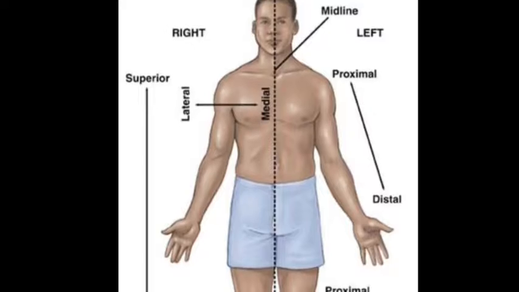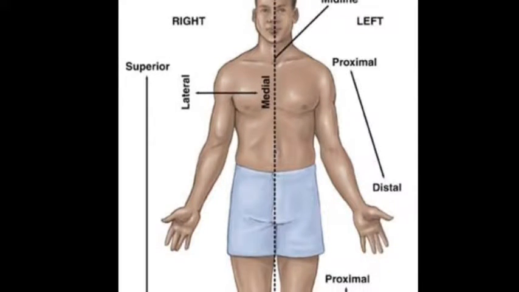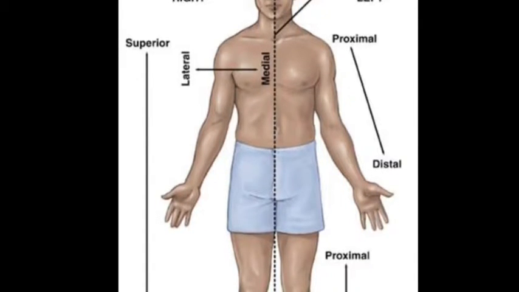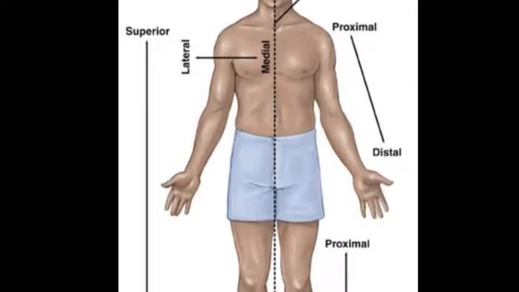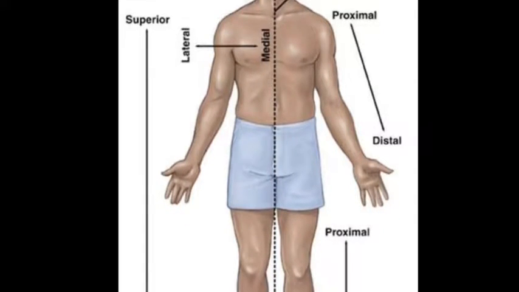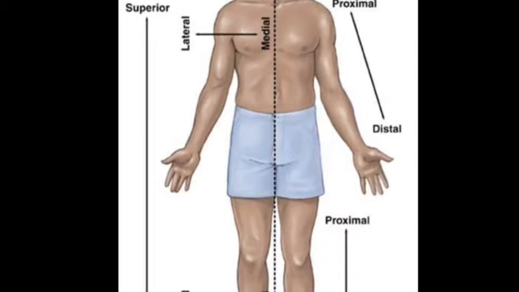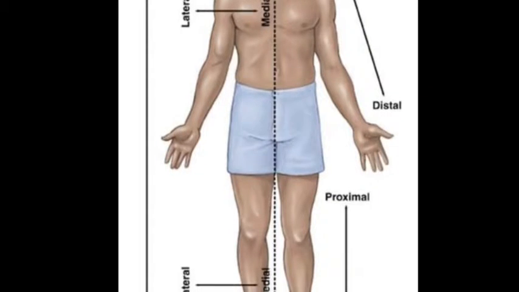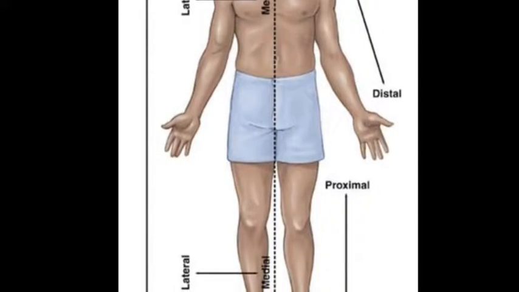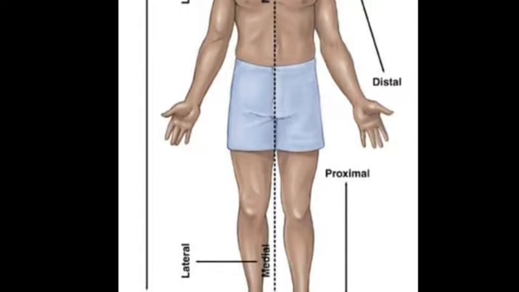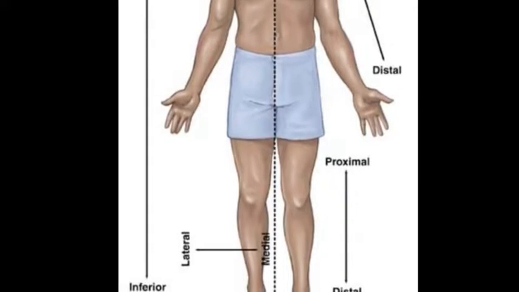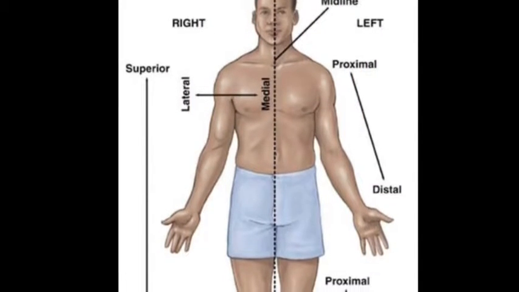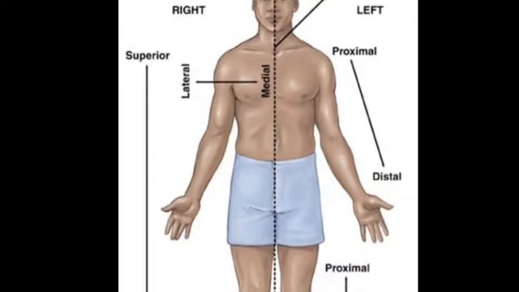The intermediate is between two structures. The ipsilateral is on the same side of the body as another structure. The contralateral is the opposite to ipsilateral, the opposite side of the body from another structure. The proximal is near to the attachment, like the humerus is proximal to the radius. The distal is far from the attachment, like the phalanges are distal to the carpals.